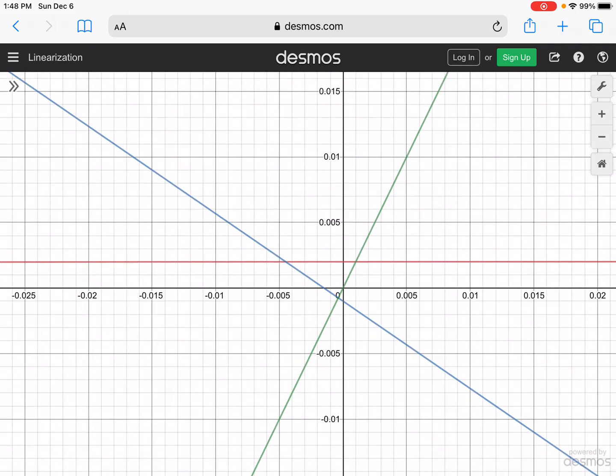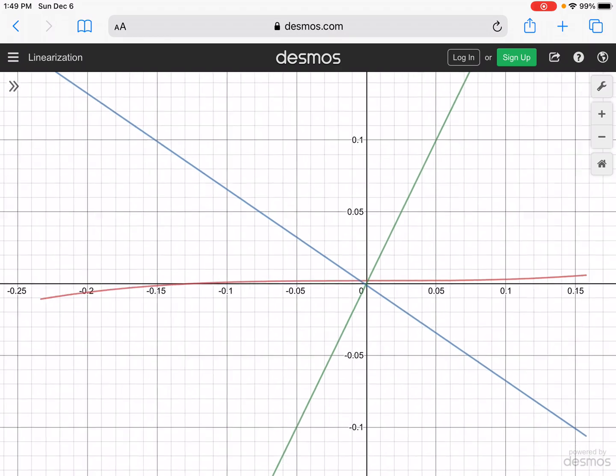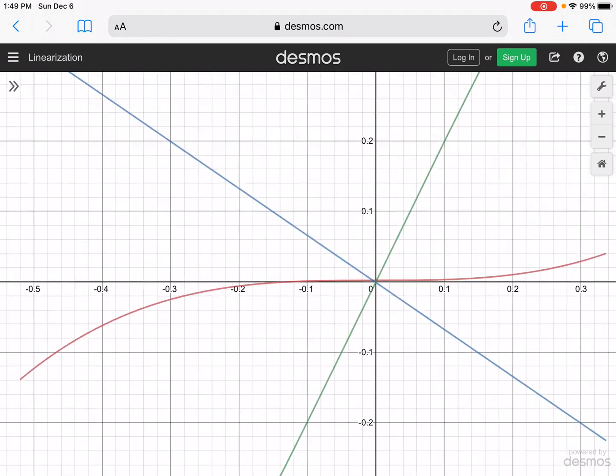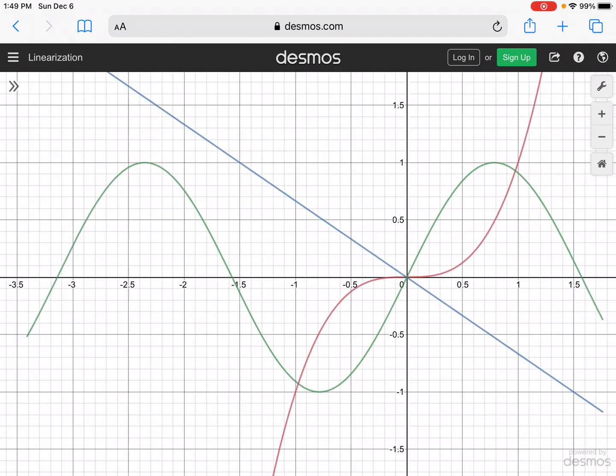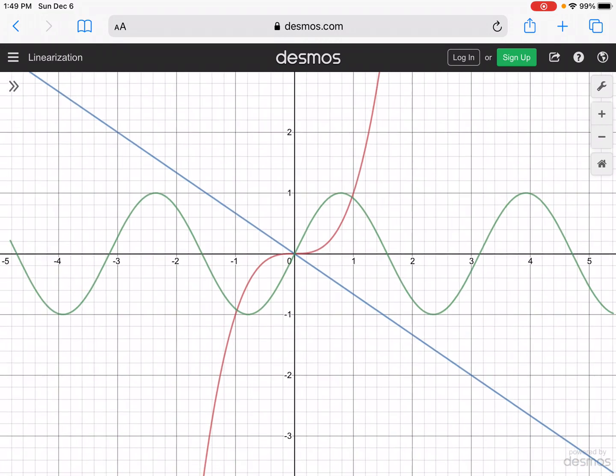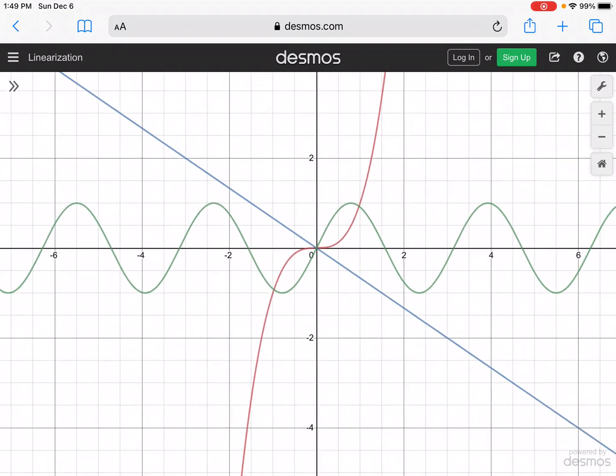Actually, if you zoom out, it's the easier version to see it. They still kind of look like lines, but then you start seeing, whoa, these are not lines at all, except for the blue one. The blue one is a line, but the red is a cubic and the green is a sine function. It's interesting: when you zoom all the way in, you probably would have guessed they're lines. When you zoom out, you can tell they're actually all different functions.